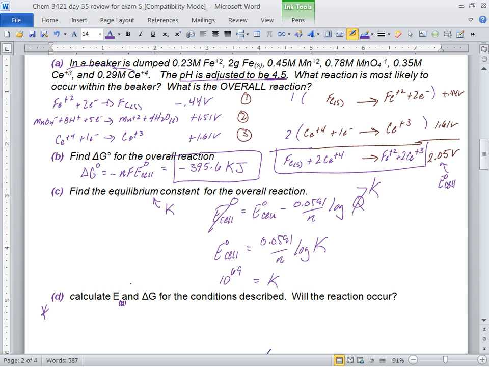Dr. Smith, going back to part C, is it supposed to be negative 0.0591? When I bring E0 cell over to the other side, it's going to be negative. Negative signs will cancel. So you can just put a 0 where E cell is. You have to. Okay. Not much choice. Oh, because it's at equilibrium. Okay, that makes a lot of sense. It's done. Okay.